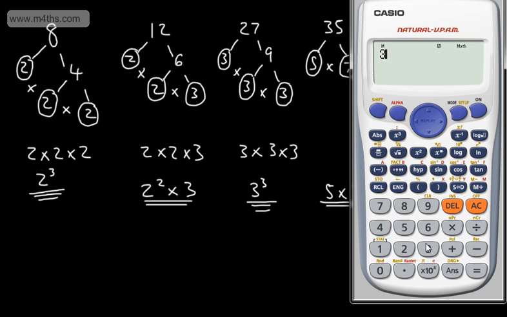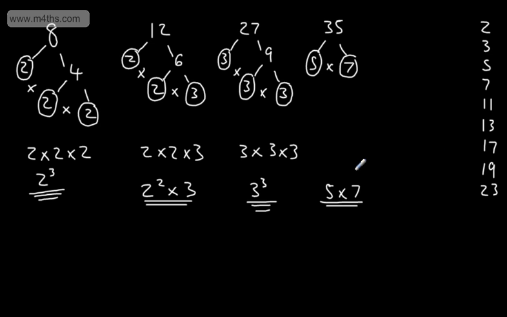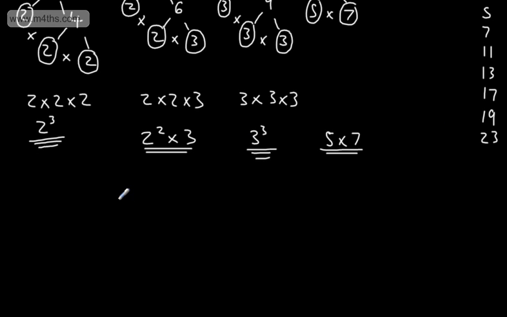If we were unsure with this, we could check it on a calculator. So if I put in 35, then press enter, and hit shift, and then we hit the fact button, it tells me it's 5 times 7. If I do the same with 8, press equals, shift, fact button, 2 to the power of 3. If I do it with 12, we hit equals, then shift, fact, 2 squared times 3. So I'm writing all of these now as a product of their prime factors. Let's try a couple more.